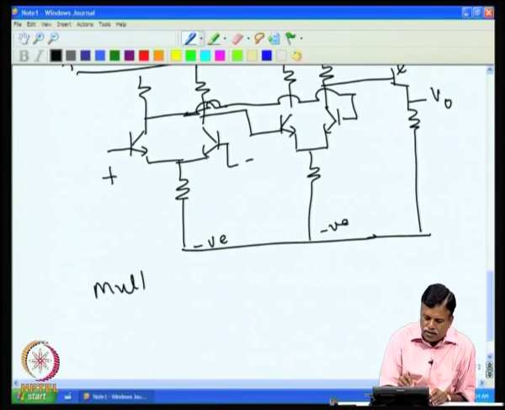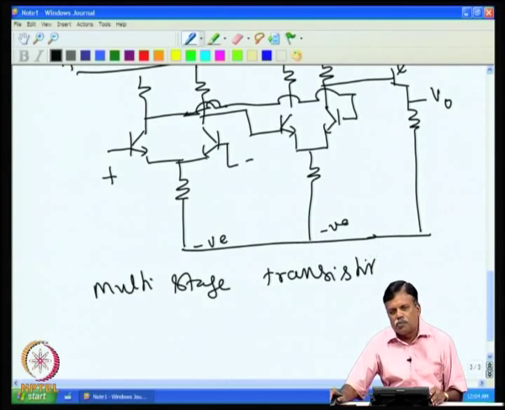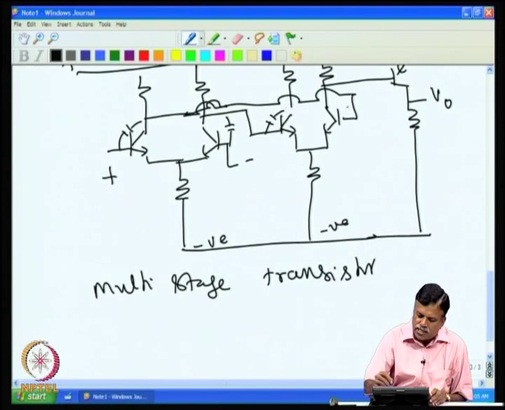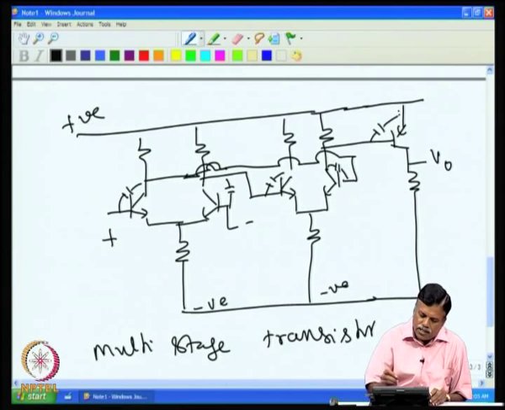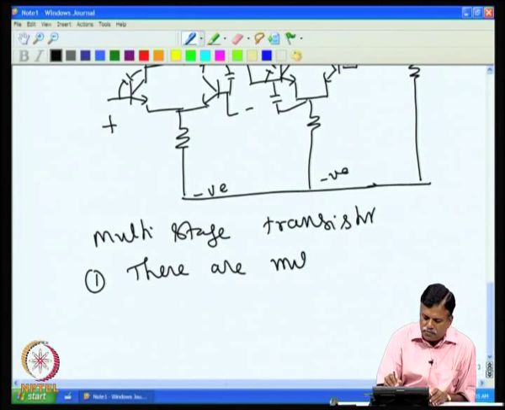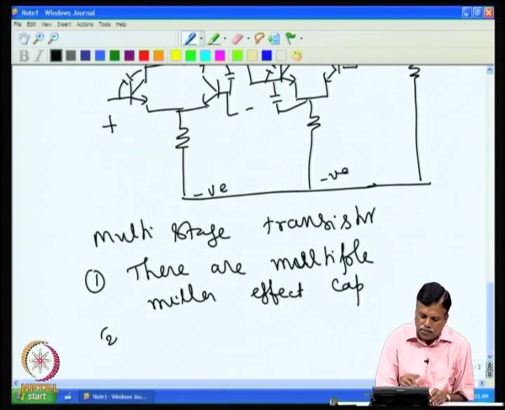Now, what is the issue with the multi stage transistor amplifier? The multi stage transistor amplifier has multiple poles and zeros, that is the worry. For example, you have a capacitance from here to here, and another capacitance from here to here, and so on. All the stages have their own Miller capacitances, and then you also have the input capacitance, which limits the low frequency performance. There are multiple Miller effect capacitors, and similarly there are multiple input capacitors.